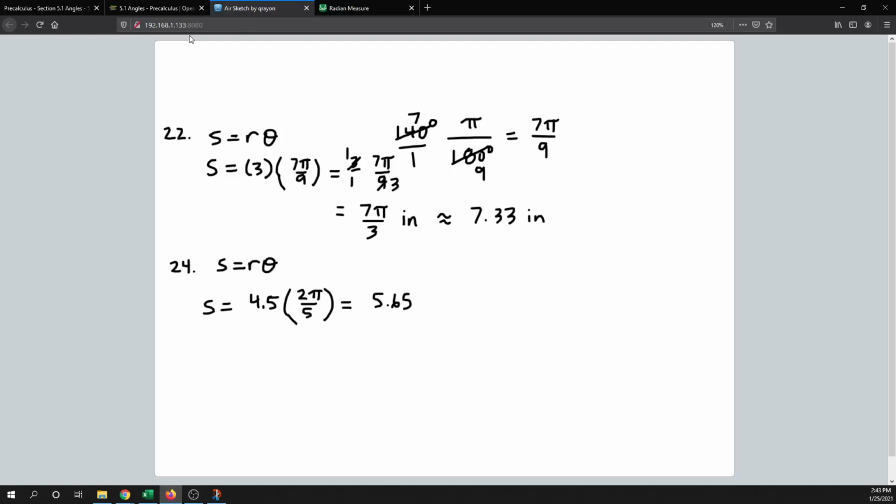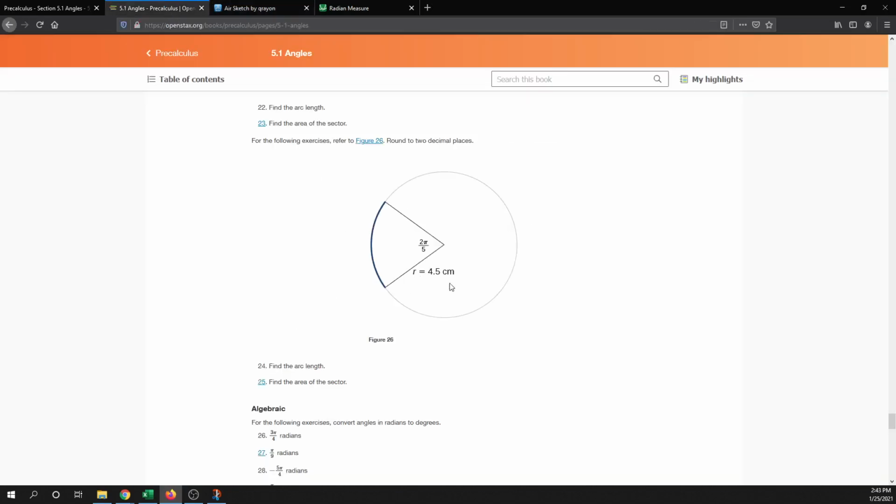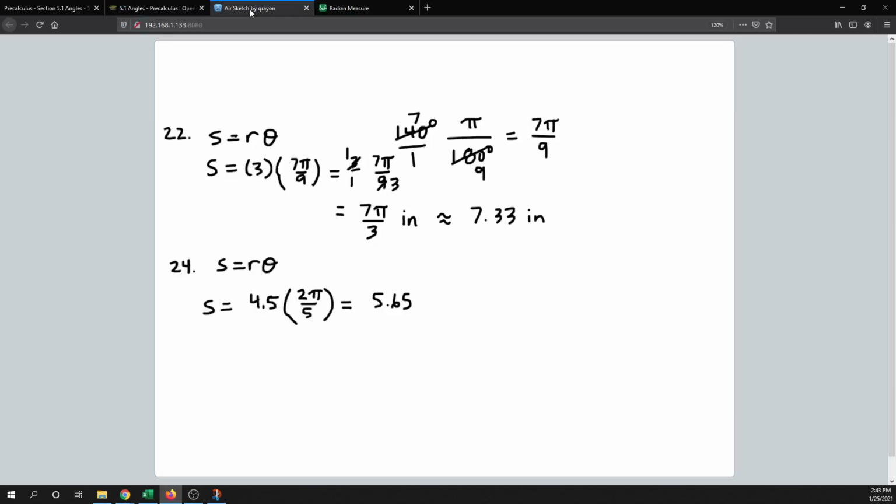And the units, right, are going to be the same units as the radius, right, because that's a distance around the circle there, so it's going to be centimeters in this case. So don't forget to put that on there.